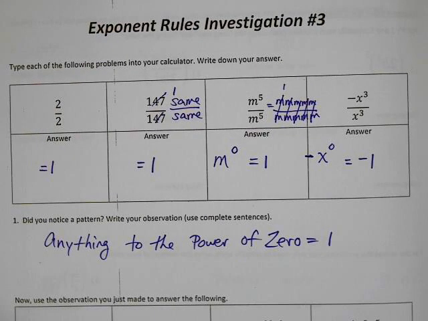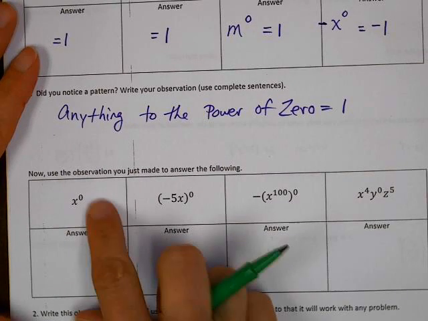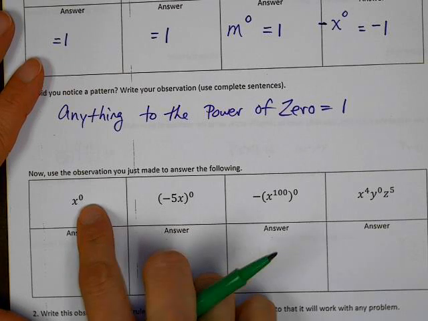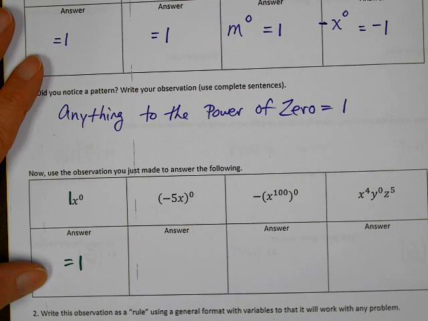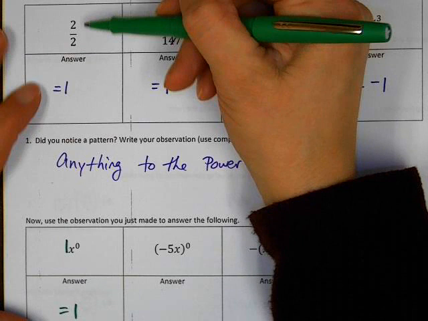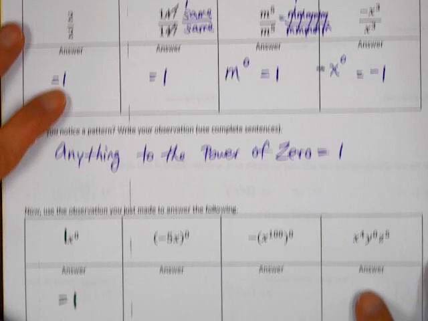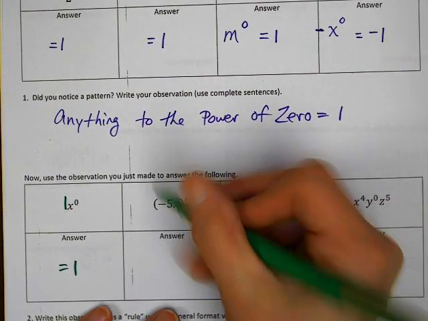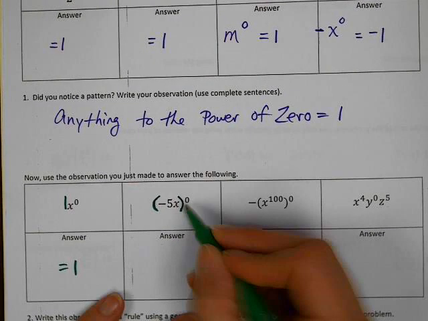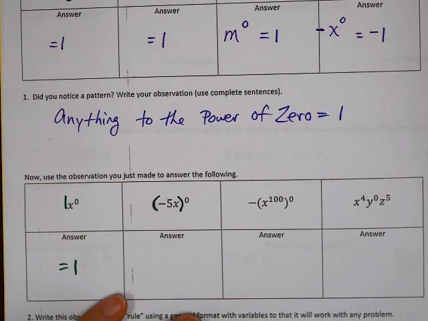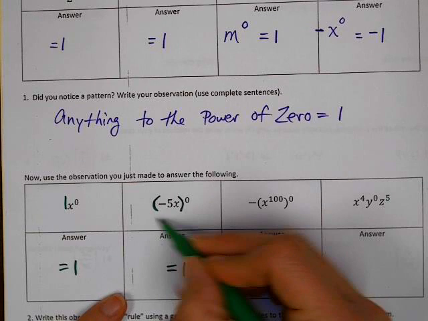Okay, now we're going to use that observation to figure some of these out. Okay, what if I have x to the 0 power? There's no x's. There's no x's. And so the answer would just be 1. There's just 1 left. Not 0, because remember we said up here, 2 divided by 2 makes 1. All right, right here, all of this stuff is to the 0 power. Anything to the 0 power, the answer is just going to be a 1. All of that stuff has the 0 power.